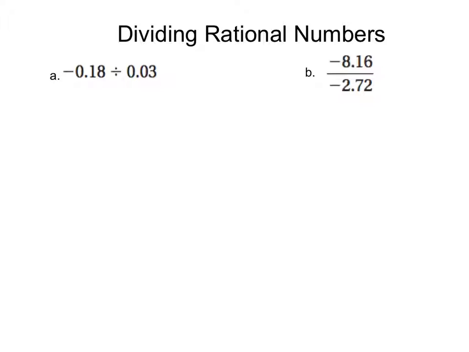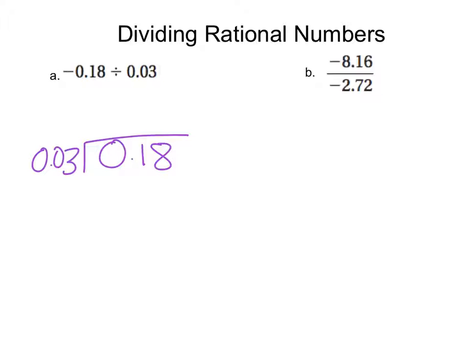When we divide, we're going to use our long division skills. So our first problem is negative 0.18 divided by 0.03. So I'm going to go ahead and set up my division. First number goes in the box, 0.18, and we're going to divide by 0.03. You can go ahead and ignore the negatives until the end.